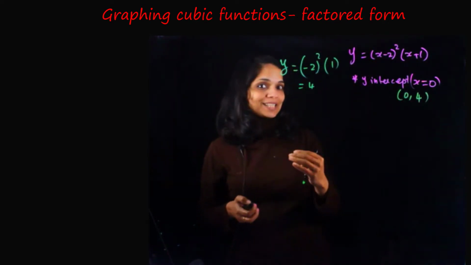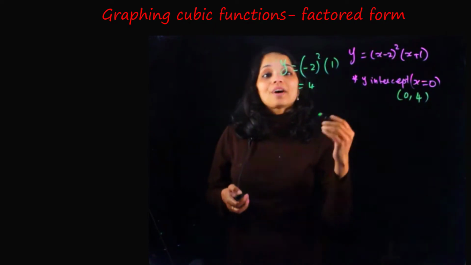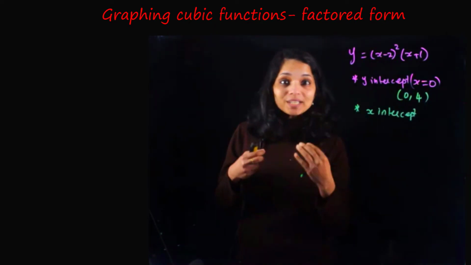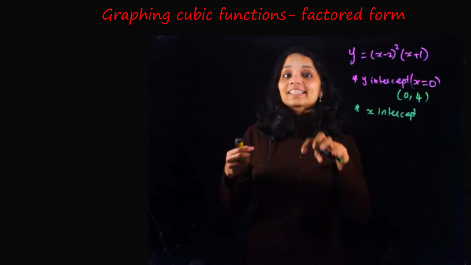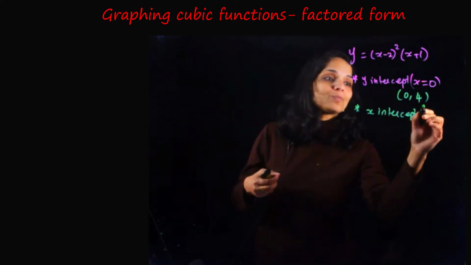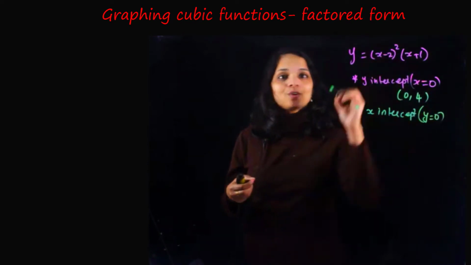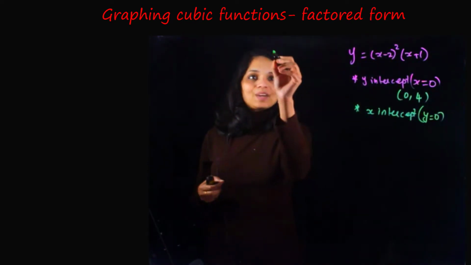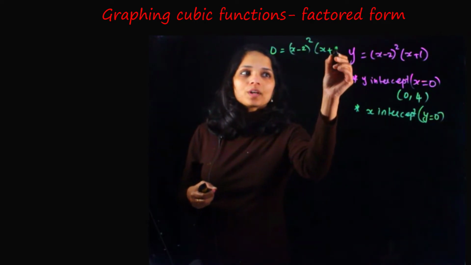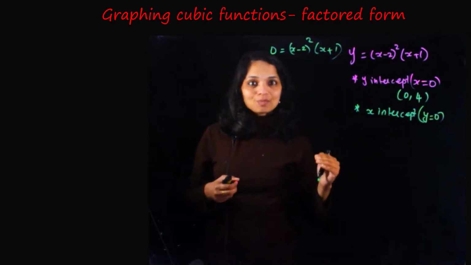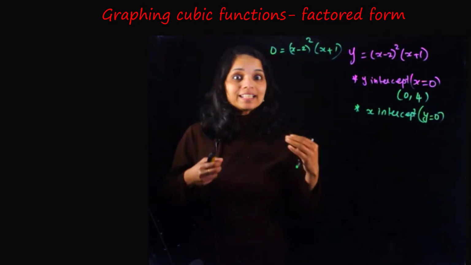We've got the y-intercept now, and what is next? We're going to find the x-intercepts. What are the x-intercepts? These are the points where the graph crosses the x-axis. That's obtained when we substitute y equals 0 into this equation. Let's put that in here. y equals 0 gives (x minus 2) the whole squared times (x plus 1) equals 0. Now you know how to find the x values, which is by applying the null factor law.